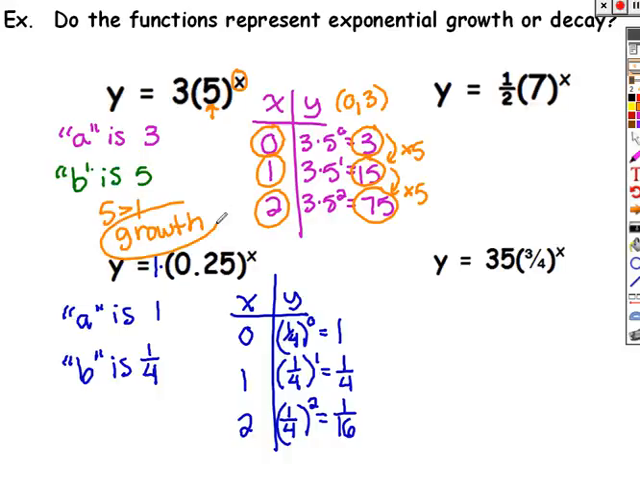So do I have to really make a table? No, this is just the value that I'm looking at. If I'm multiplying by 5 over and over and over again, my y value should be getting increasingly larger as x gets larger. Let's jump down below.